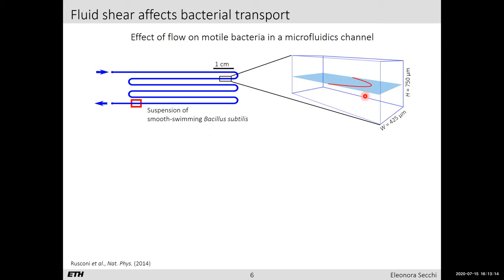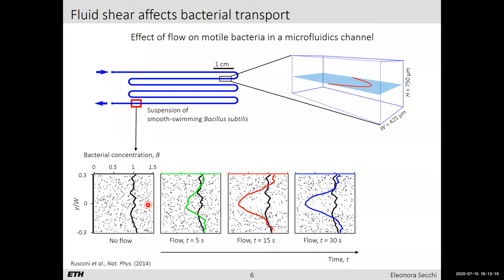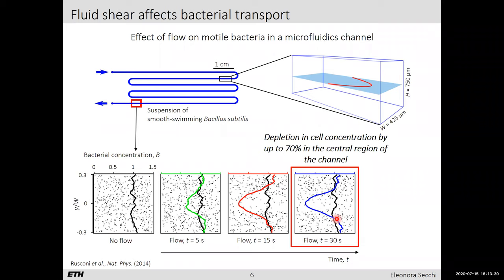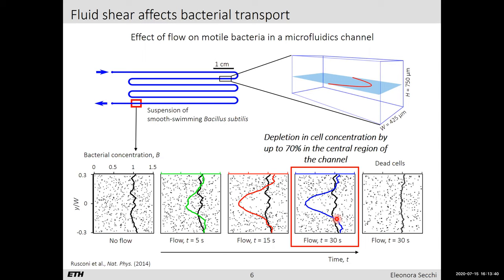Bacteria traveling, initially they are evenly distributed, and then while traveling, they gradually accumulate close to the wall in the low velocity, high shear region. And this depletion can be up to 70%. And so it can have a very strong impact on the bacterial distribution. If we try to do the same with dead cells, we don't see anything. And so this points to the fact that the accumulation is an interplay between flow and cell motility.